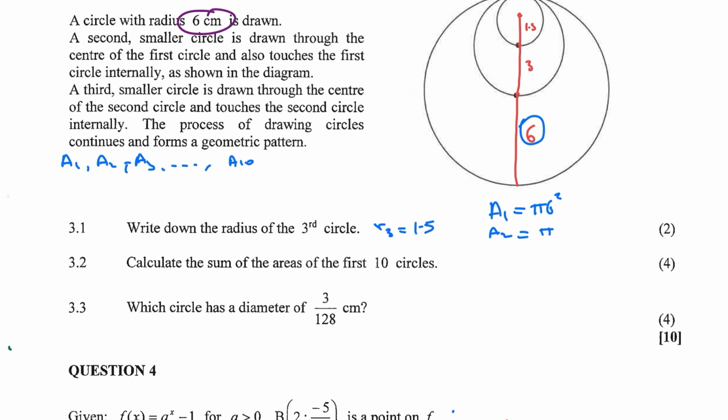The radius of the second term is 3, so it's 3 squared. The third term is pi r squared, with r being 1.5, squared. So the first term is 6 squared pi, the second term is 3 squared pi, and the third term is 1.5 squared pi. This goes until the 10th term.